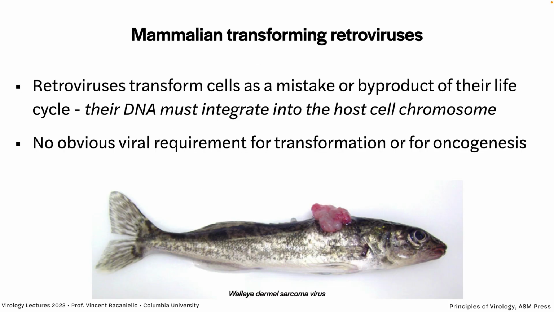So all of these viruses transform cells as a mistake. As I said, there's no need for the viruses to do that in the context of reproduction. They don't need to do it to make infectious particles, but it's a mistake because they have to integrate. The genome has to integrate, and so by chance, you're going to go next to an oncogene, or you're going to pick up an oncogene, and so forth. So there's no requirement for transformation except for walleye dermal sarcoma virus.